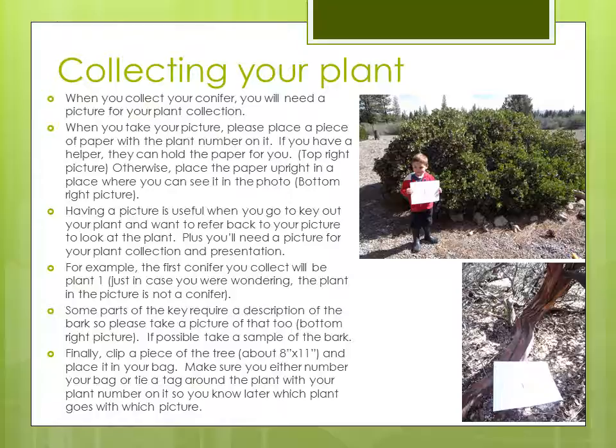Some parts of the key require a description of the bark and the cones. So if you could take a picture of the bark and the cone, that would be great. If possible, you can take a sample of the bark, because sometimes the bark is small enough that you can put that into your press. Like juniper bark peels off kind of nicely.